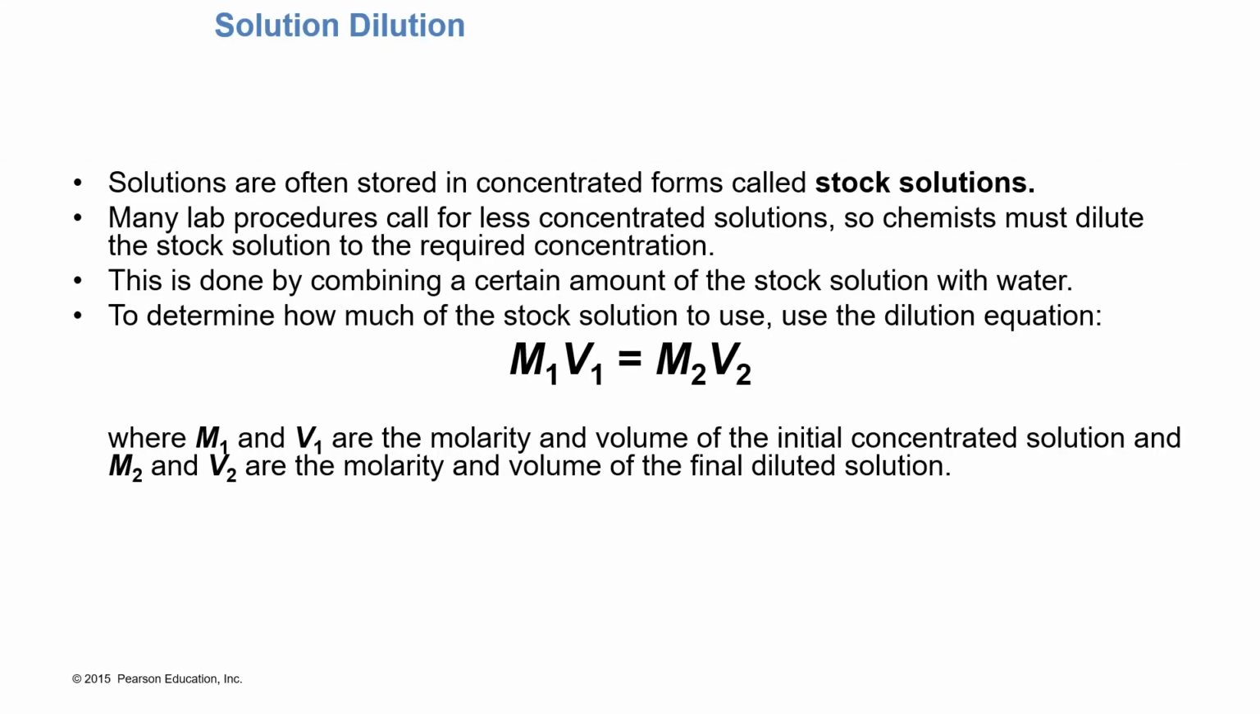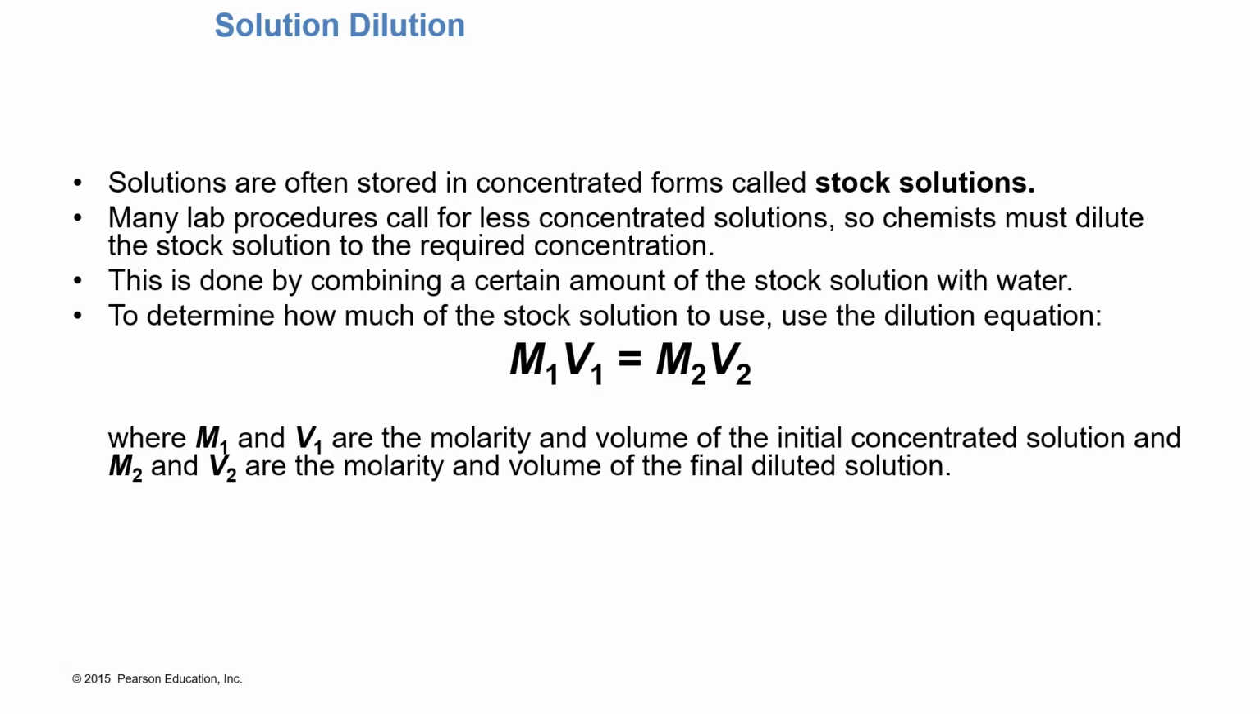So solutions are often stored in concentrated forms called stock solutions. Many lab procedures call for less concentrated solutions, so chemists must dilute the stock solution to the required concentration. This is done by combining a certain amount of the stock solution with water. To determine how much of the stock solution to use, we use the dilution equation M1V1 equals M2V2.